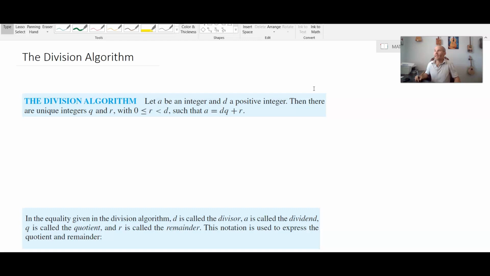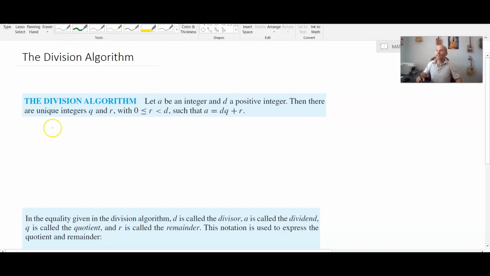It says that if A is any integer and D is a positive integer, then there are unique integers Q and R, where R is as small as 0 but smaller than D, such that A is equal to D times Q plus R. If you think about what Q and R represent, Q is the quotient and R is the remainder. The quotient is basically how many times D goes into A.